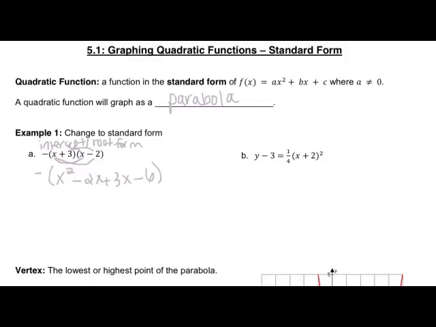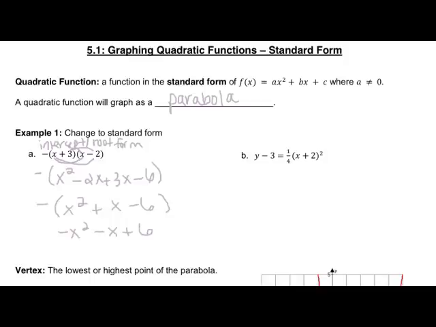Next, we need to simplify like terms. We still have our negative out front, and we can combine our x's. So we have a negative 2x and a 3x, which is plus 1x minus 6. And then we just need to distribute the negative into our parentheses. So we have negative x squared minus x plus 6.